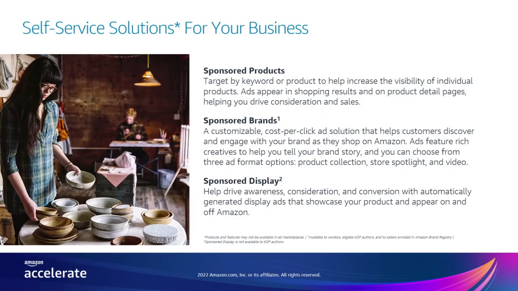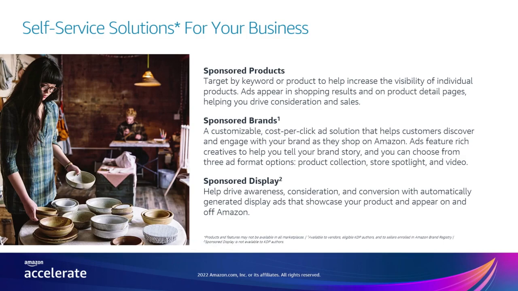First is sponsored products. Sponsored products may be the solution that you're the most familiar with. It lets you target by keyword or product to help increase visibility of your individual products in both shopping results and on product detail pages. As I mentioned, this is also the solution that we're going to be focusing on during our session today.